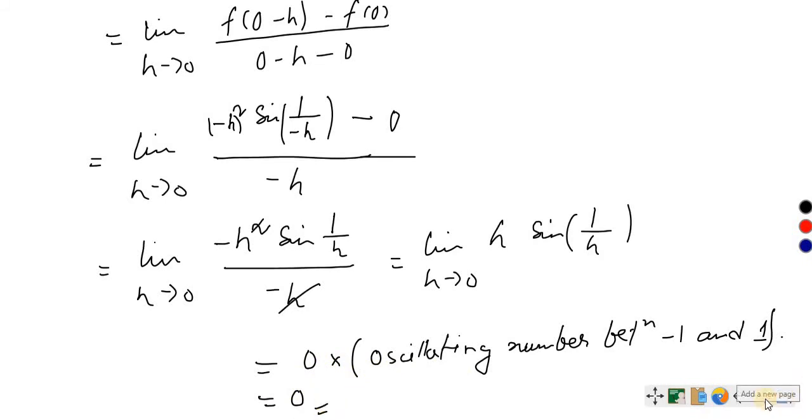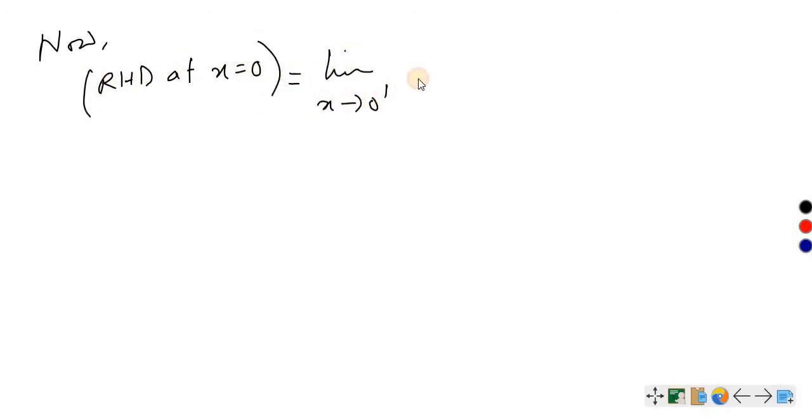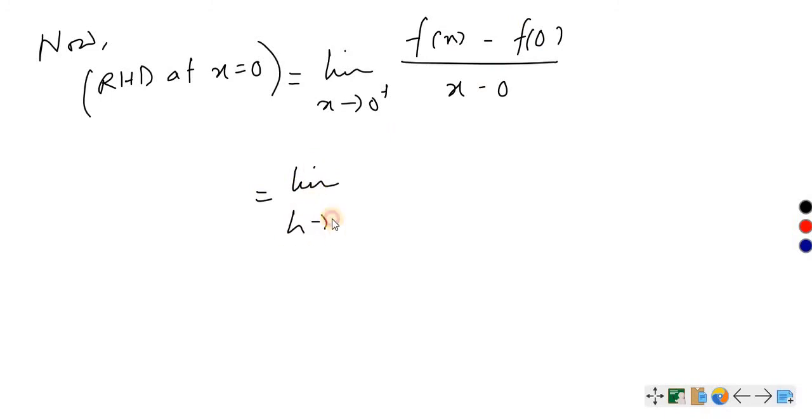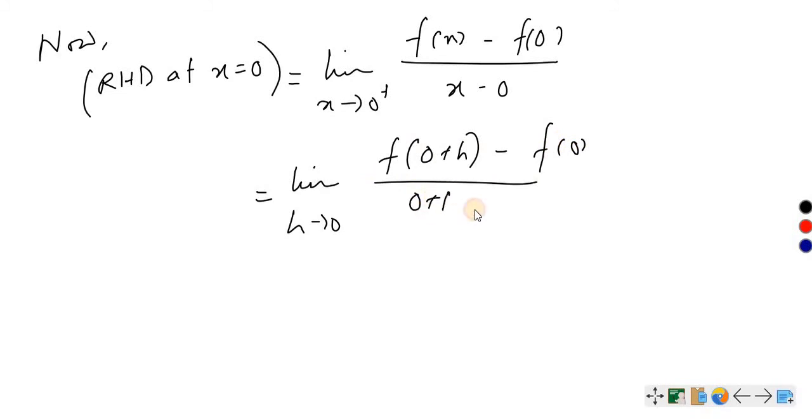Let us check for the right hand limit now. So now right hand derivative, sorry, I have uttered limit, it is derivative. Right hand derivative at x equals to 0 will be equal to limit x approaching to 0 plus f of x minus f of 0, and here it is x minus 0. So this can be written as h approaching to 0, and here it will be f of 0 plus h minus f of 0, 0 plus h minus 0.